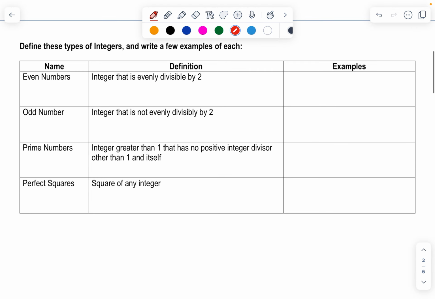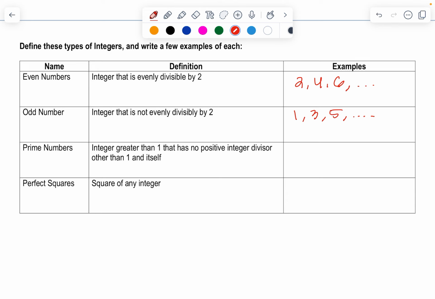Okay, and then also we're going to define these types of integers. So we have even versus odd numbers. Even numbers are numbers that are evenly divisible by 2, so 2, 4, 6, and so on and so forth, okay? And then their opposites also, so go in the other direction also. Odd numbers are numbers that are not evenly divisible by 2. So they have remainders: 1, 3, 5, 7, and so on and so forth. Also, they have opposites, so go in the opposite direction.